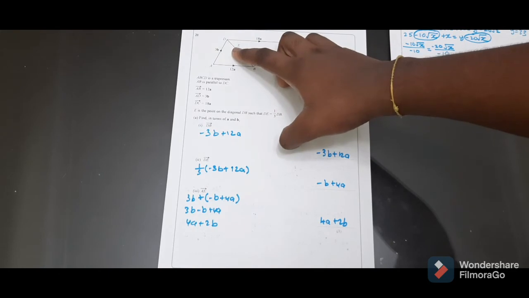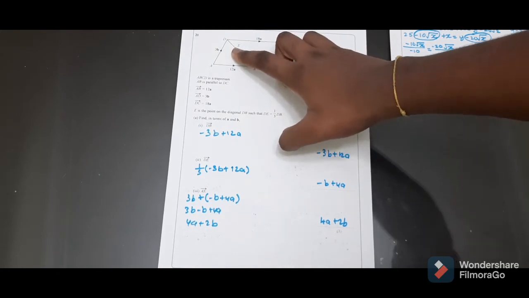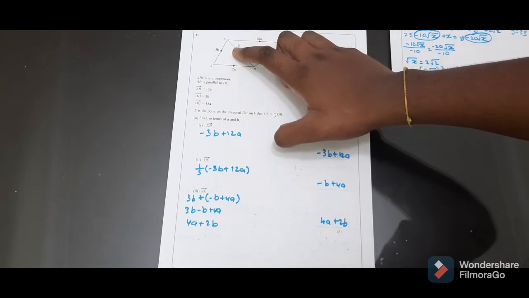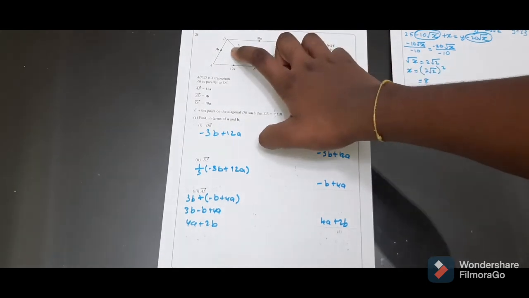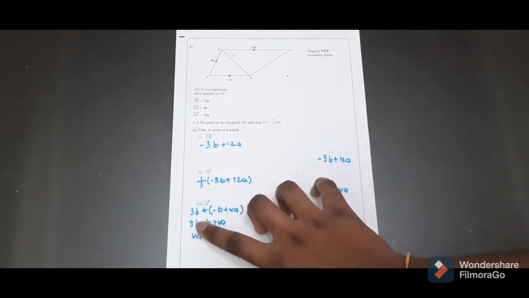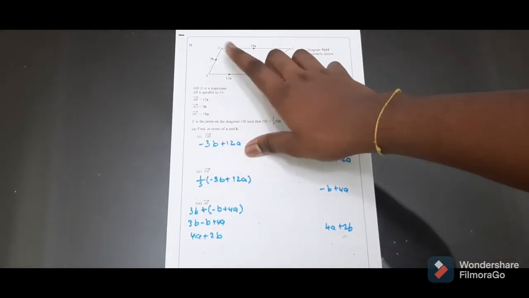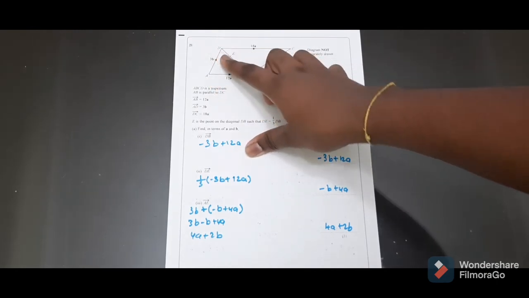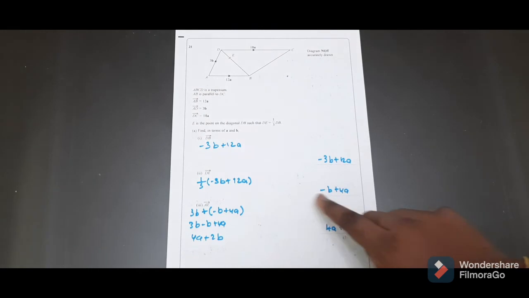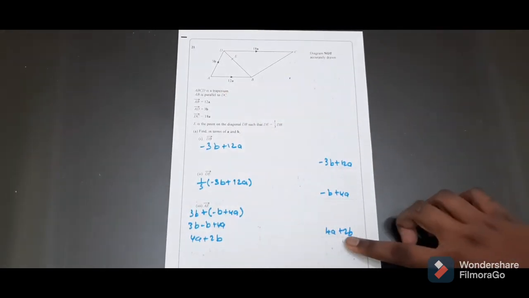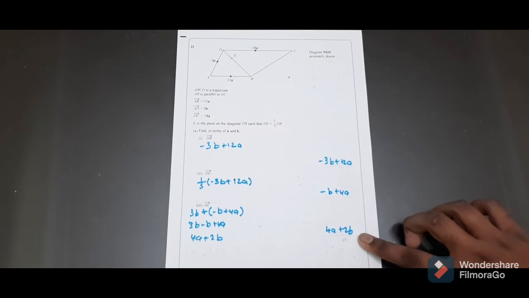A to E. What do we know from here? We know that, right, we know that AE, A to E, it's plus 3B, and DE. DE we already solved. We just plus it with 3B. That will give you an answer of 4A plus 2B. That's the correct answer.